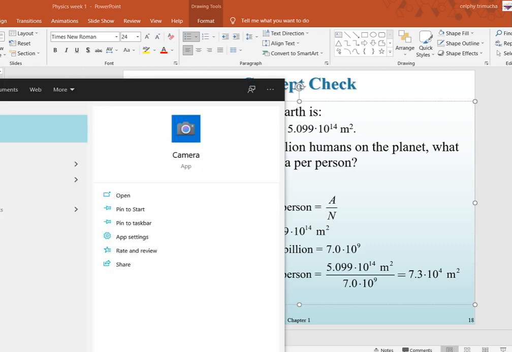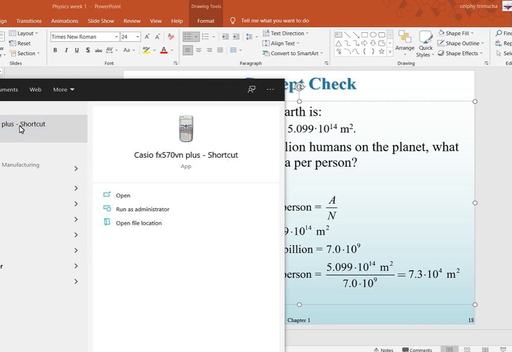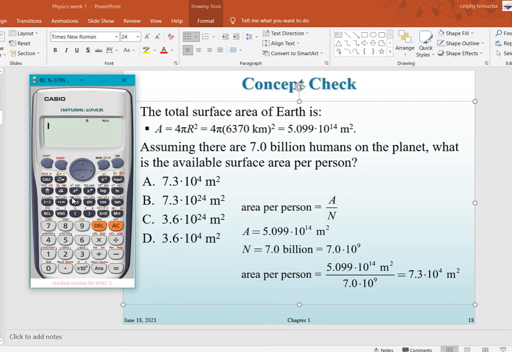Okay, so let us check. We have 4 pi times 6,370 squared. Take note that the answer is in meters, so we can convert it into meters directly. So we have 6,370,000 squared. This is equal to 5.099 times 10 raised to the 14 meters squared.